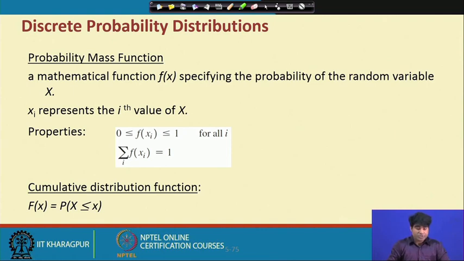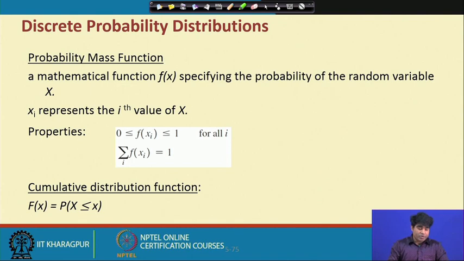Then there is a concept called probability mass function. It is a mathematical function, represented by f of x, specifying the probability of the random variable x. That means x_i represents the ith value of x. We have a number of cases. I may be moving from 1 to 10. Then you will find the probability of x 1, probability of x 2, probability of x 3, up to probability of x 10.